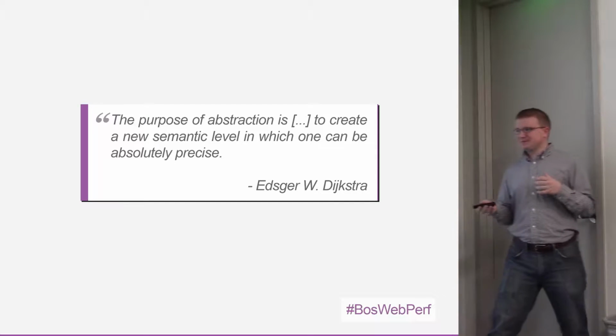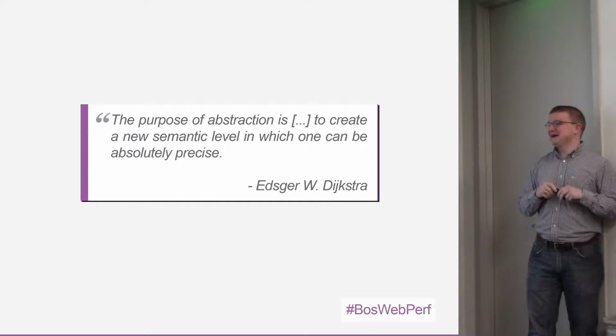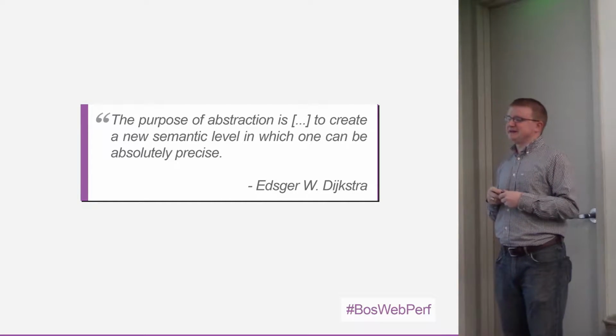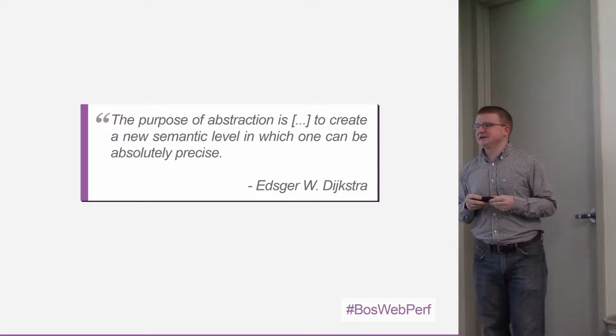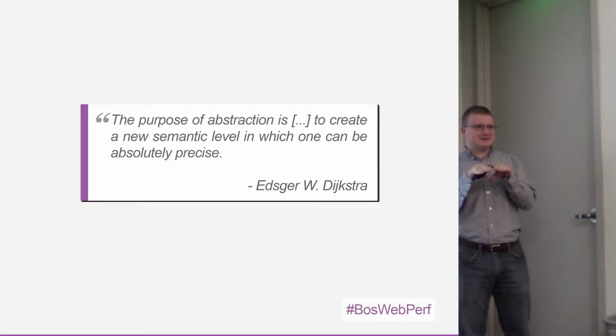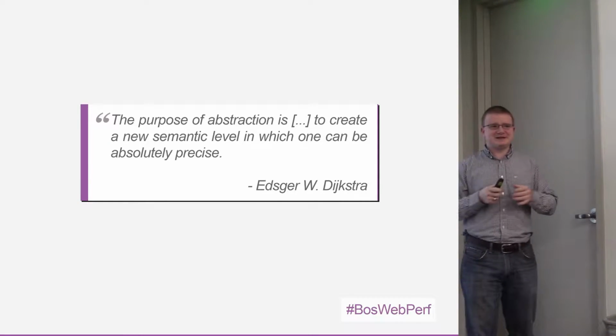And no presentation is complete without a quote from Dexter. "The purpose of abstraction is to create a new semantic level in which one can be absolutely precise." And I think what he means here is, abstraction isn't just a 1D line where we move from one side to the other, either more abstract or less abstract.